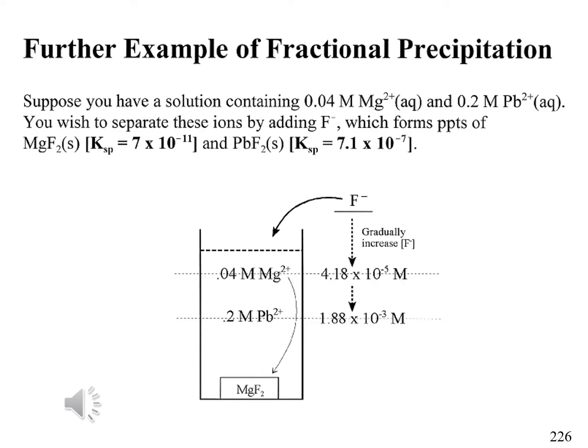In this precipitation, we're going to separate magnesium from lead by using fluoride. I showed that as you add the fluoride slowly, you will begin to precipitate magnesium first, because magnesium fluoride has a smaller Ksp than lead fluoride. And you have to stop at the place where you would start precipitating lead. And so we'll then ask how much magnesium is left in solution when you get to the point where lead starts to precipitate.